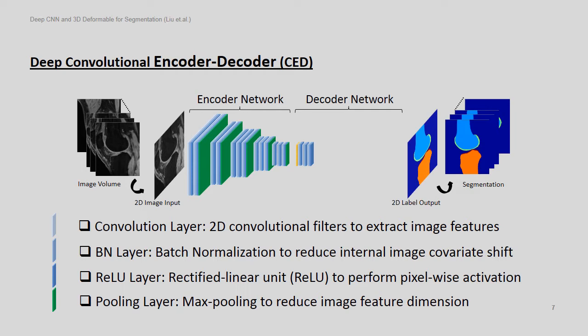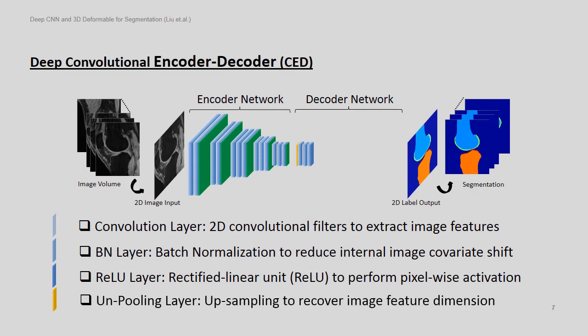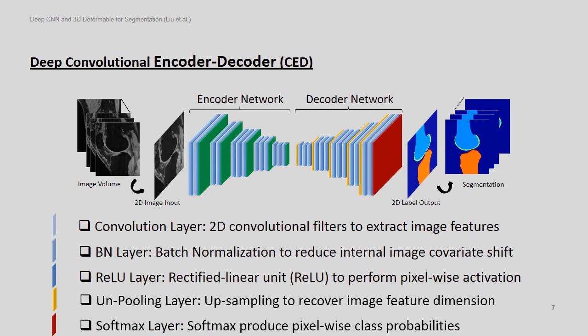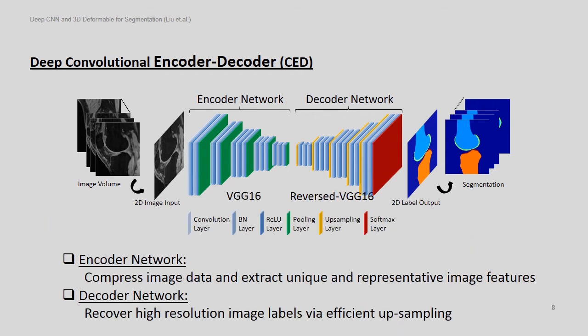The decoder network element is similar to that of the encoder network, except the pooling layers are substituted by upsample layers used to upsample image feature maps. With the upsampling process, high-resolution image features are generated. The final layer of the decoder network is the softmax layer, which produces pixel-wise class probabilities. To recap, the CED network typically consists of an encoder network for image data compression and feature extraction, while the corresponding decoder network is utilized to recover high-resolution image labels, typically through an efficient upsampling process.